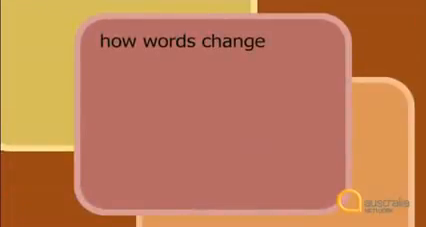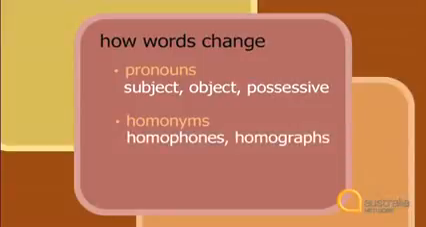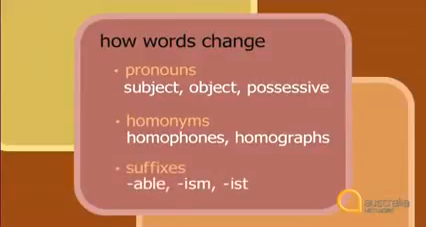So let's take a look back over what we've learned today. We've looked at how words change according to their function and context. First, we've looked at pronouns and the different forms they take: subject, object, and possessive. Then we talked about homonyms and the two different sorts, homophones and homographs. And we finished today with a few different suffixes: able, ism, and ist.